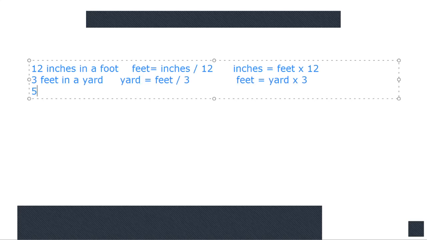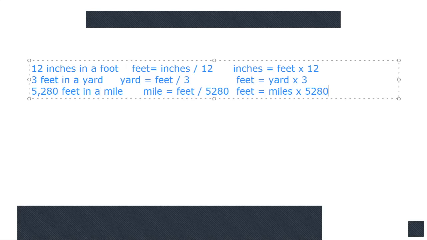There are 5,280 feet in a mile. So you would figure out mile would equal feet divided by 5,280. Feet would equal miles, I would say, times 5,280.